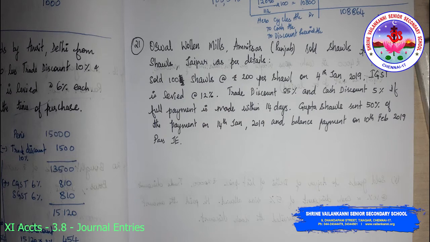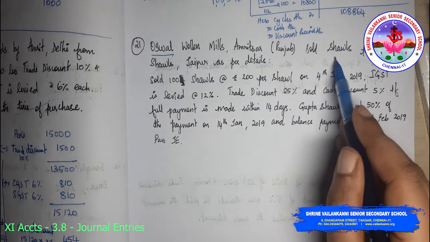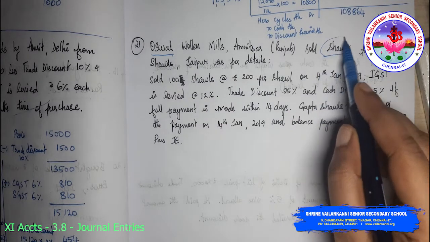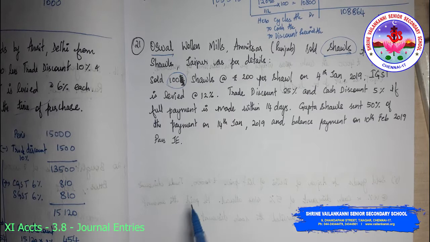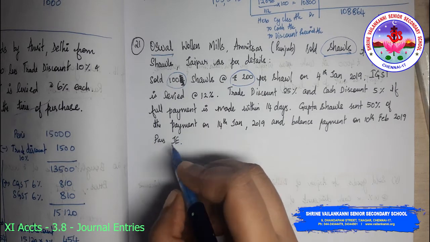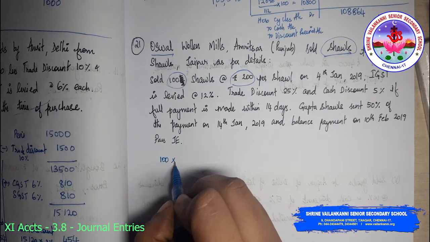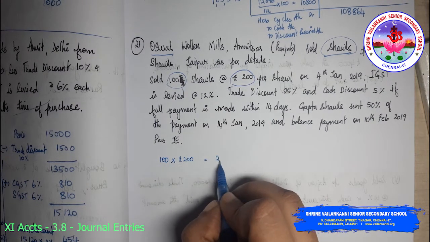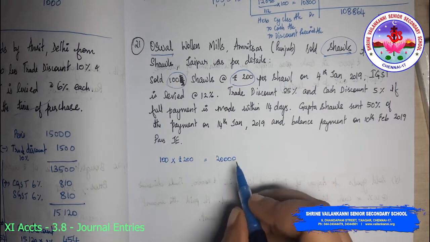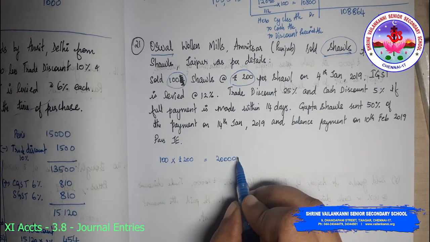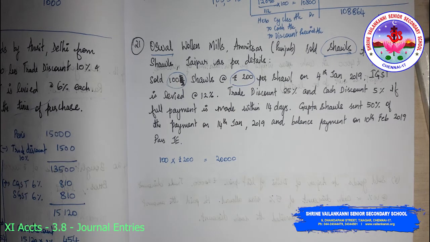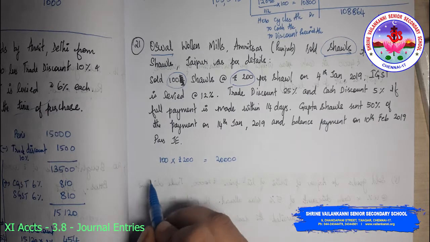Now this is the question. What they are asking? They are asking to pass journal entry. So first of all, let us understand how many shawls are sold, who sold to whom. Oswald sold to Gupta. What shawls? How many shawls? 100 shawls. Per shawl rate is 200. So total amount of shawls, that is 100 shawls into rupees 200 each. So how much is it? It is 20,000.